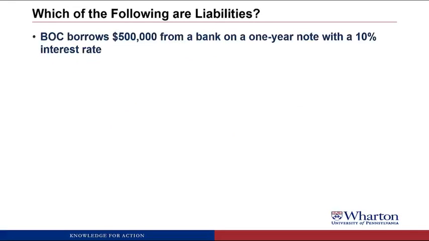BOC borrows $500,000 from a bank on a 1-year note with a 10% interest rate. We used this example earlier. This is definitely a liability. The obligation is created because we got the benefit of the $500,000 from the bank. So that's the prior transaction. We got the $500,000 from the bank. The amount of payment is reasonably certain. The bank will tell us exactly how much we have to pay them back. And so we call this liability notes payable and record it for the $500,000 we borrowed.